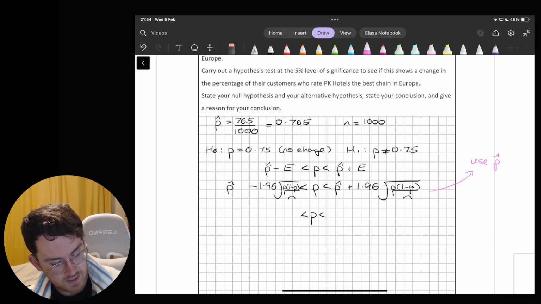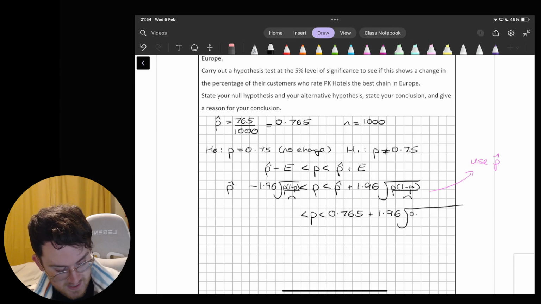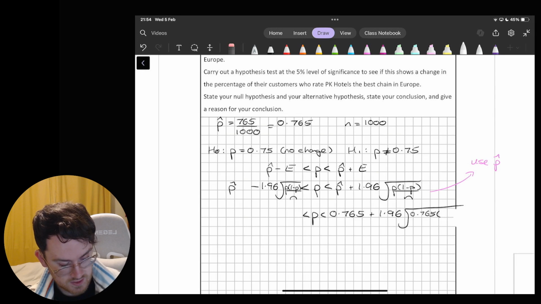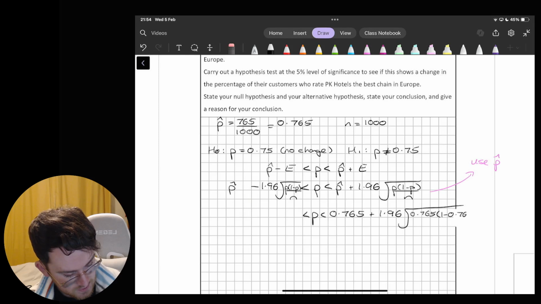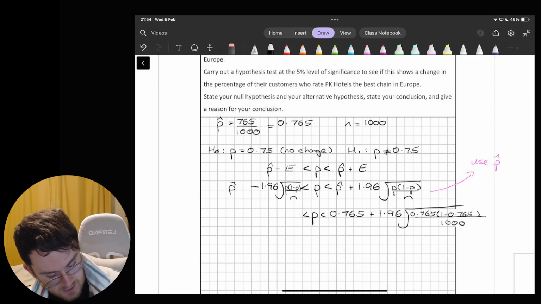So let's fill in what we can here, bearing in mind we're going to use p hat as an estimator for p in calculating our standard error. Even though we do have a value that we're testing for p, since we're only testing it and it's not the exact value, we don't use it in our calculation of the error. So 1 minus 0.765 all over the sample size, which is 1,000. And the same on the other side.